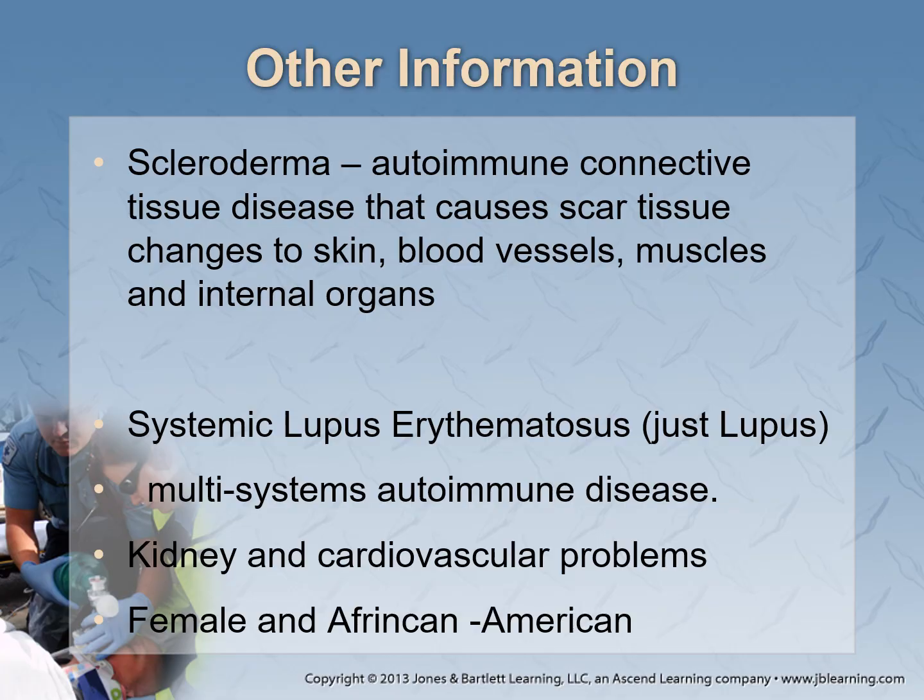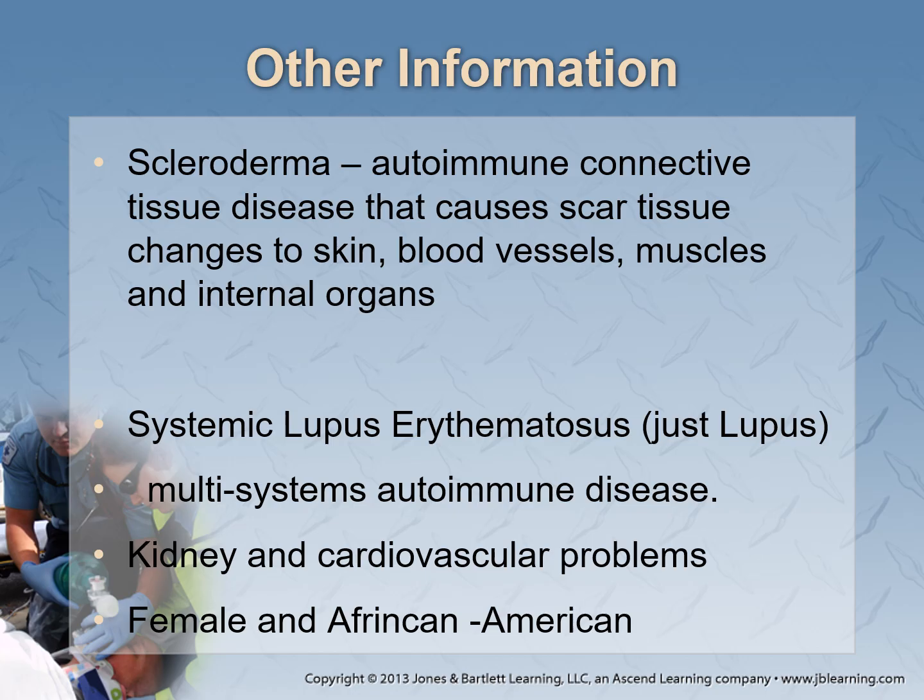And so other information, this is the last of it, from the immune chapter is scleroderma. It's an autoimmune connective tissue disease that causes scar tissue and changes to skin, blood vessels, muscles, and internal organs. That's about all you need to know about scleroderma. And then systemic lupus erythematosus. You can just call that lupus. That's a multi-system autoimmune disease. It gives you bad kidney and cardiovascular problems.